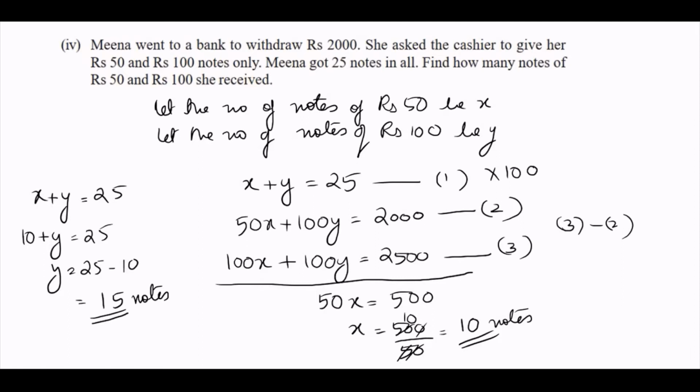So let's verify. It's given Meena got 25 notes in all. So 10 notes of rupees 50 and 15 notes of rupees 100, that is 10 plus 15, that is equal to 25. And in a similar way, 50 into 10 plus 100 into 15, that is 50 into 10 is 500. 500 plus 100 into 15 is 1500. 500 plus 1500 is 2000. That is, she received 10 notes of rupees 50 and 15 notes of rupees 100 from the cashier.